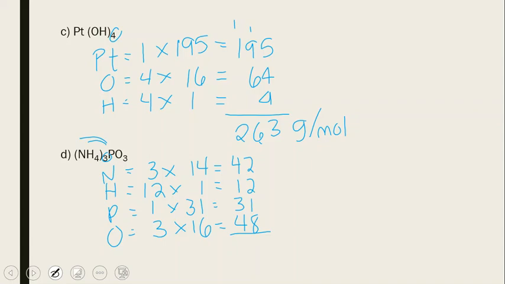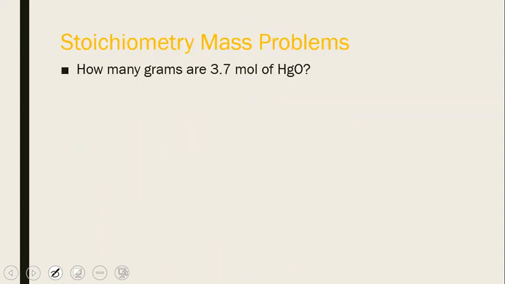And add this: 10, 13, 1, 5, 6, 10, 13 grams per mole. And that's it. Now, let's do problems with this.